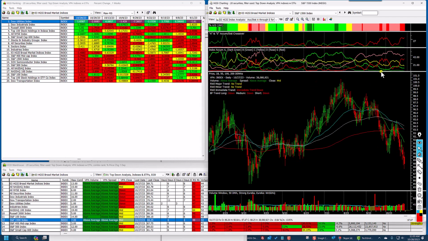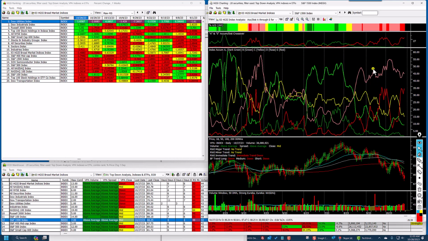And as I showed this last week, you can see the money flow into the E's and the D's, out of the C's, out of the B's, and out of the A's. So lots of distribution going on. Then this is the A and E up here.